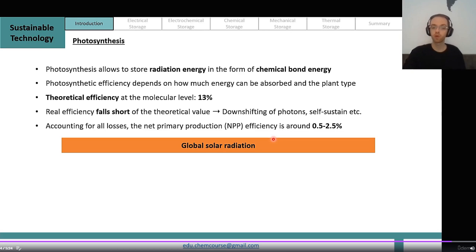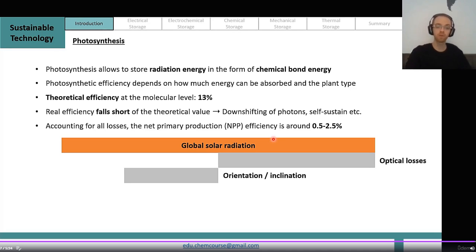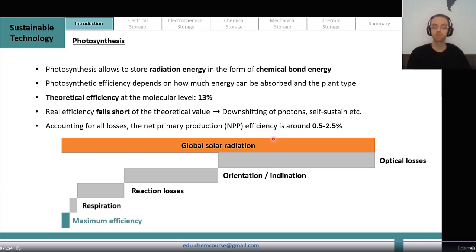So you can imagine when your global solar radiation energy can be represented by this kind of bar, you will lose approximately half of it already just to optical losses. You will then have further losses due to orientation and inclination of your surface. You will have some reaction losses due to the chemical reactions, and also you will have a certain amount of respiration. So this is again this self-sustained part of the plant. And you will basically end up with this little proportion of the global solar radiation, which is actually usable for plants.